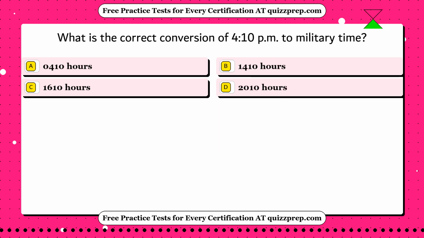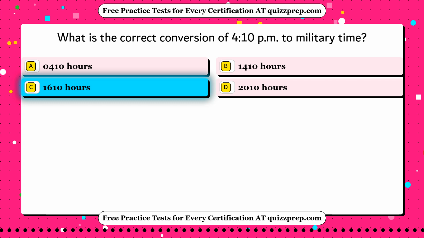Question 91. What is the correct conversion of 4:10 p.m. to military time? Option A, 0410 hours. Option B, 1410 hours. Option C, 1610 hours. Option D, 2010 hours.